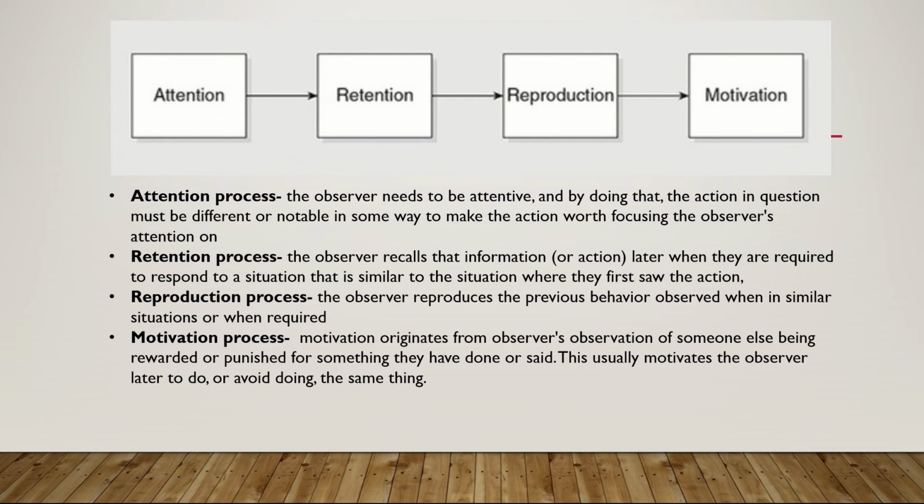Robert Bandura's discoveries led to the 4 processes of observational learning. In the attention process, the observer needs to be attentive, and in order for them to be attentive, the action that is in question needs to be different or notable in a way to make the action worth observing. And in the retention process, the observer recalls the behaviors they previously observed and then allows them to learn from the observed behaviors. And for the reproduction process, the observer reproduces the previous behavior observed when similar situations are required. And the last process is the motivation process, and that's when we see someone being rewarded or punished for their behavior, and it motivates the observer to either do the behavior or avoid it.